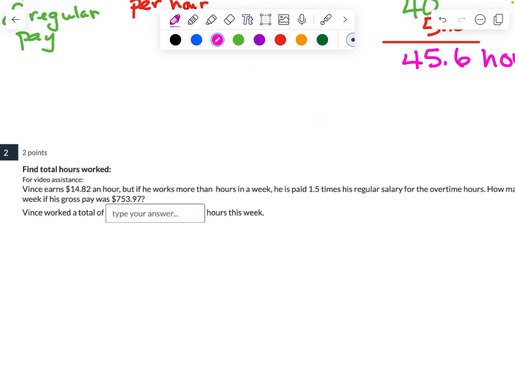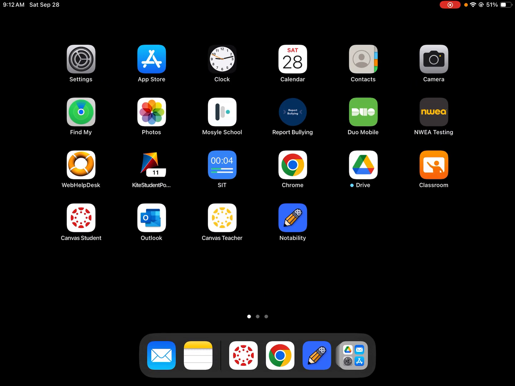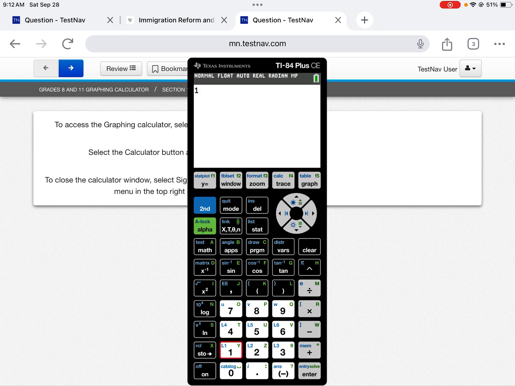All right. So this one's going to have the same typo in it. But if he works more than, this should have the number 40 in it. Okay. Alrighty. So he's making $14.82 for 40 hours. And we're going to take $14.82 times time and a half, and $14.82 times 40.